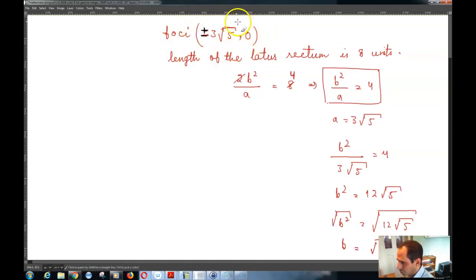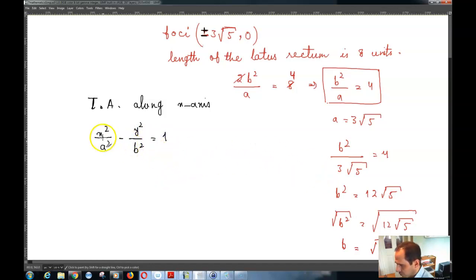The foci are at these 2 points, and the y coordinate of the point in both cases is 0. So if the y coordinate is 0, you're along the x-axis. Since the foci are along the x-axis, that means the transverse axis is along the x-axis. And since that is the case, I write the equation as x squared by a squared minus y squared by b squared is equal to 1.